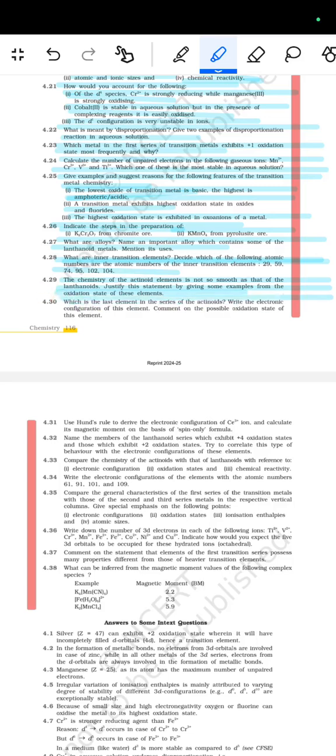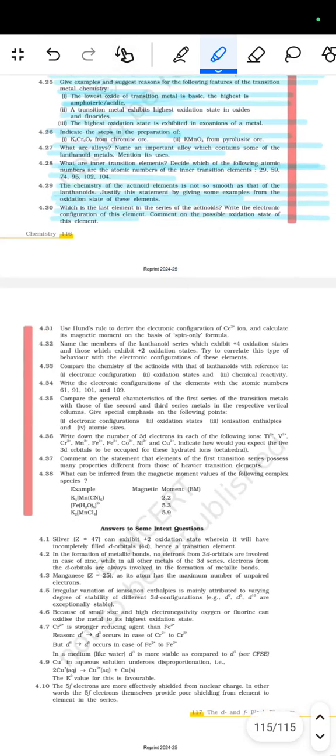Which is the last element in the series of the actinoids? Write the electronic configuration of this element. Comment on the possible oxidation state of this element. Then comes: use Hund's rule to derive the electronic configuration of the Ce3+ ion and calculate its magnetic moment on the basis of the spin-only formula.